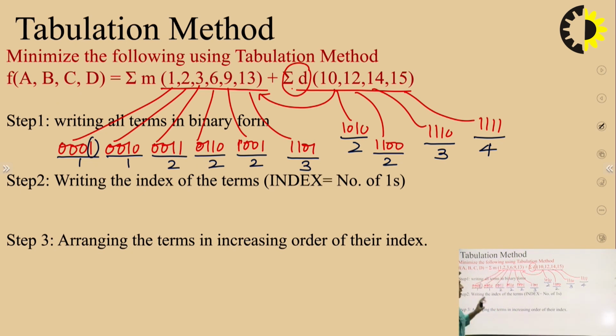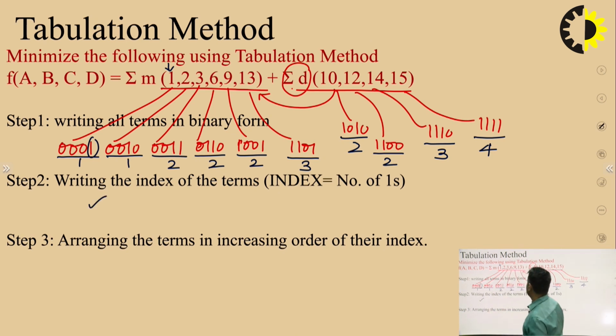So we can see that there are terms from different indexes: index 1, index 2, index 3, index 4. The point to be noted here is that min term 0 is not here, otherwise index 0 is also possible. If there had been a 0 here, its binary representation would have been 0 0 0 0, with no 1, and that's why the index for min term 0 would be 0. So we have written the index, this is step 2.